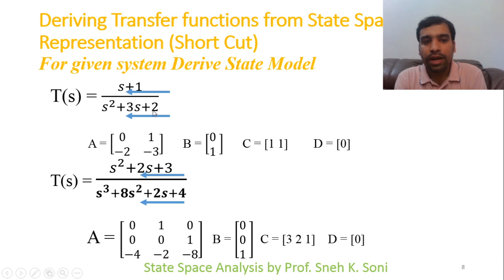Now last row I will be writing the coefficients with the opposite sign starting from the s raised to 0. So it is minus 2, minus 3, I'll be writing in the last row. The second last row's last element will be 1, right? And here it will be 0. B will be 0 and 1. Now C is important here.